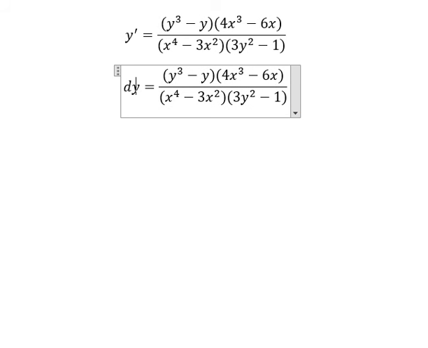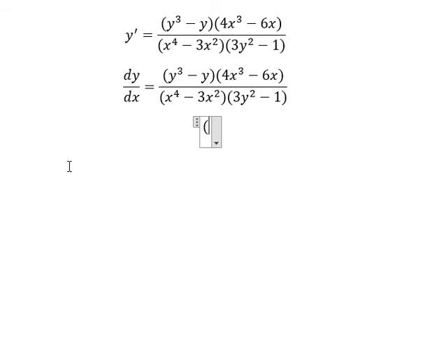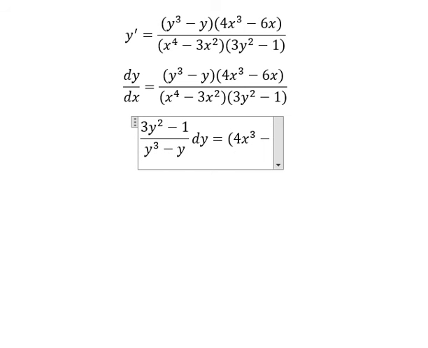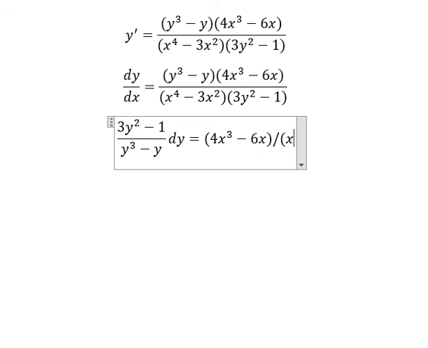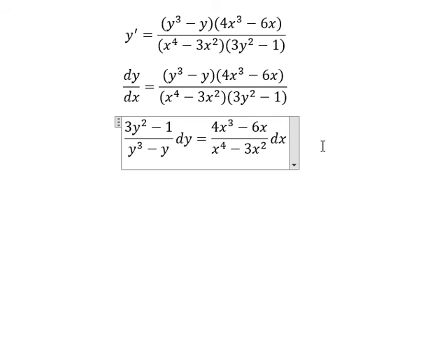This one we have dy over dx. Next, I will put dx to the right, 3y squared minus 1, and y to the power of 3 minus y will go to the left. So we will have (3y squared minus 1) over (y to the power of 3 minus y) dy equals (4x to the power of 3 minus 6x) over (x to the power of 4 minus 3x squared) dx.